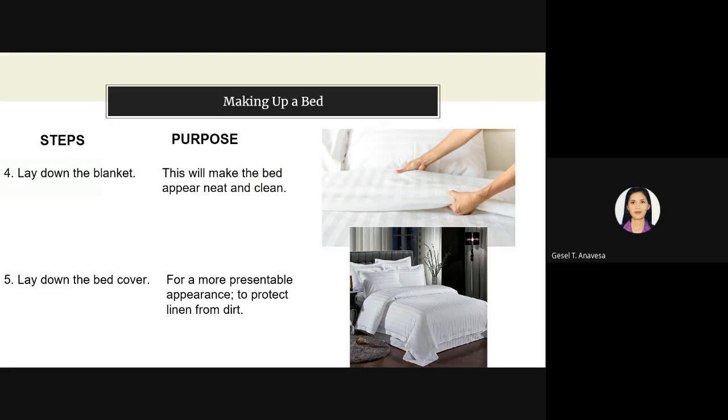So first, you're going to put the bed pad. And then after the bed pad, you're going to put the first bed sheet. After the first bed sheet, you're going to put the second bed sheet. And then after that, the blanket. And lastly is the bed cover. So those are the traditional way of making up a bed.